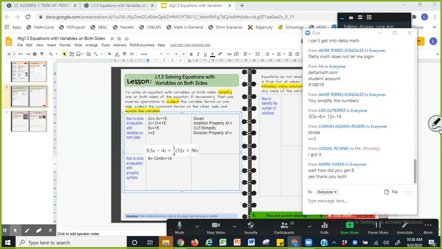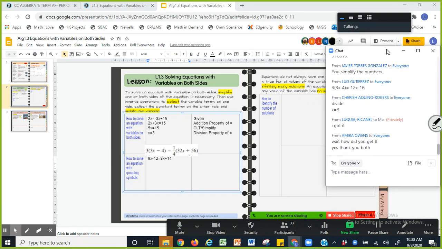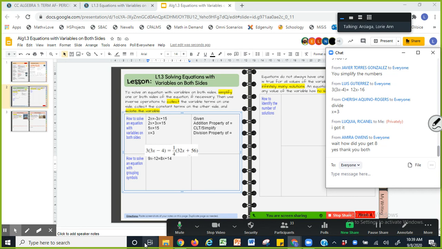Anyone? Still thinking about it? I'll give you some 10-second wait time. What are we going to do with those that have variables in them? Don't you add them together? Silly said add them together.